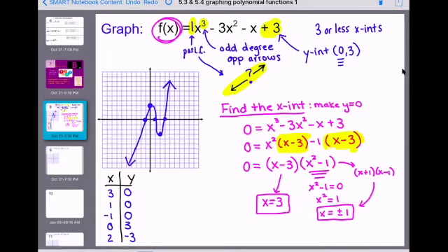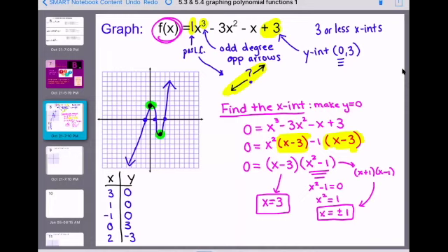Okay, now let's talk about turning points, right? This graph, this is your vocabulary that you learned last night. This graph has 2 turning points. There's one right here and there's one right here.